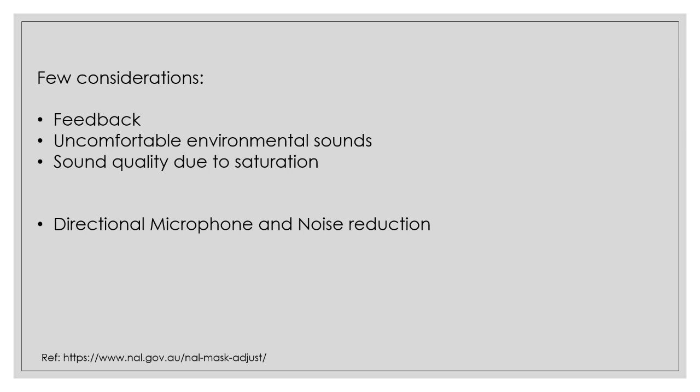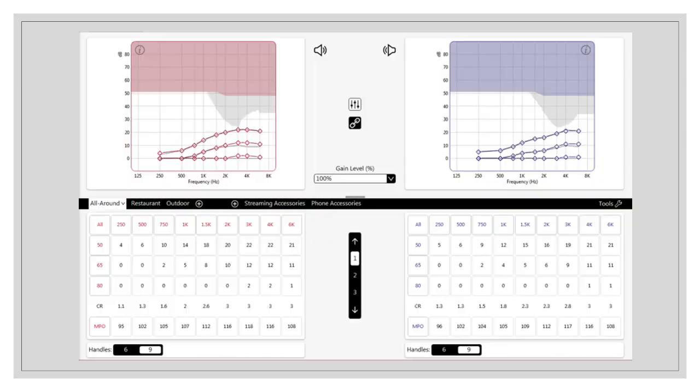Next, the sound quality due to saturation. Now that we are increasing the gain, we are going to have a difference in our MPO and compression ratio. If we have a bigger compression ratio, we are going to lose the quality of the sound. So in that case, we can increase the MPO a little bit, provided we have reserve MPO, to solve this issue.